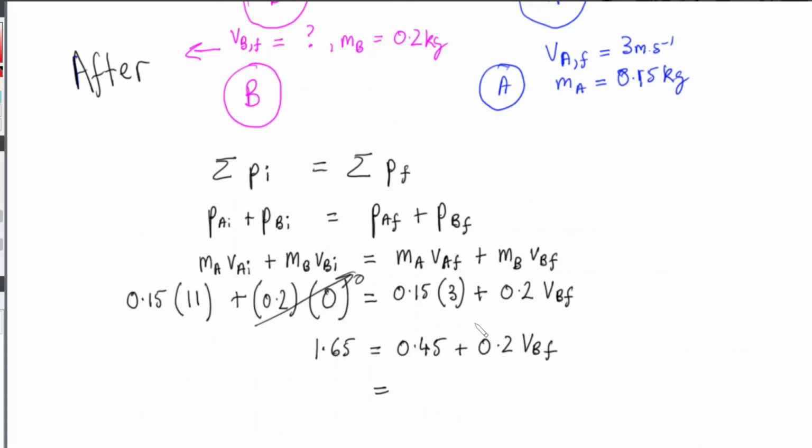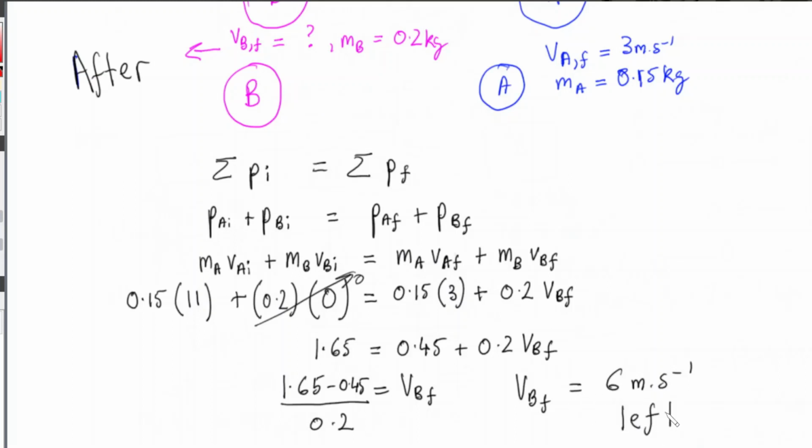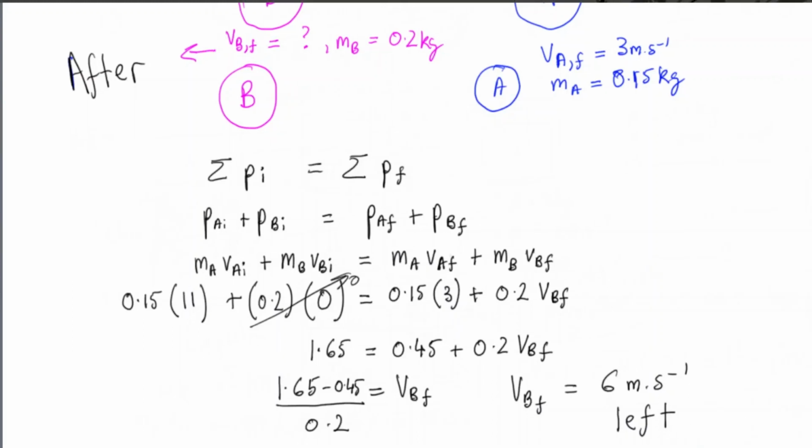So we can go ahead and transpose this for VBF. So VBF is equal to 1.65 minus 0.45 divided by 0.2, which gives me a value of VBF is equal to 6 meters per second. And because we've got a positive here, we know that VB will continue moving towards the left. So we'll say 6 meters per second toward the left. So let's go ahead and move on to our next question.